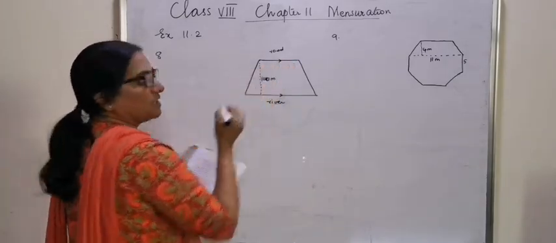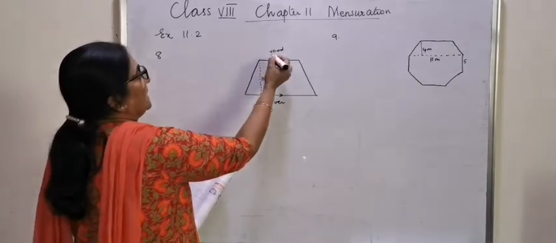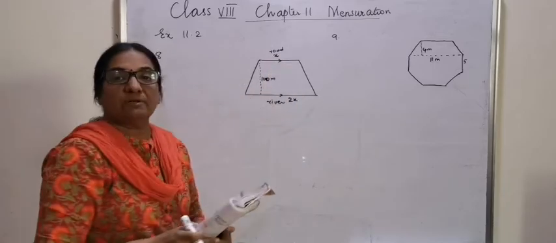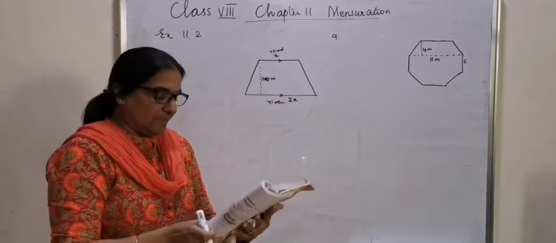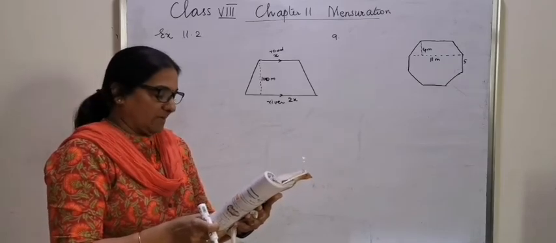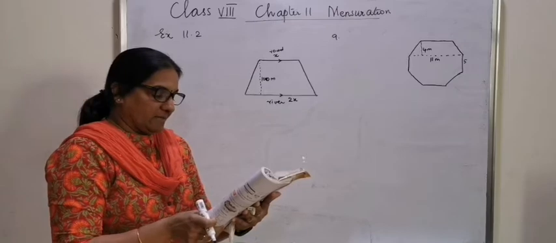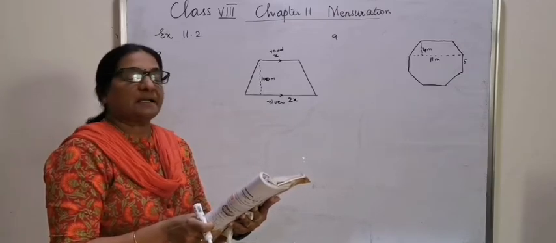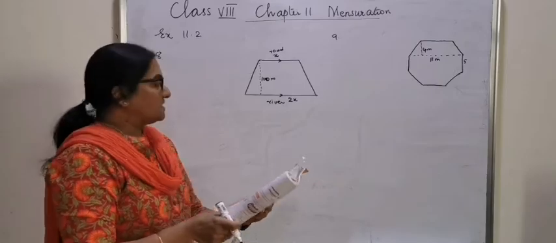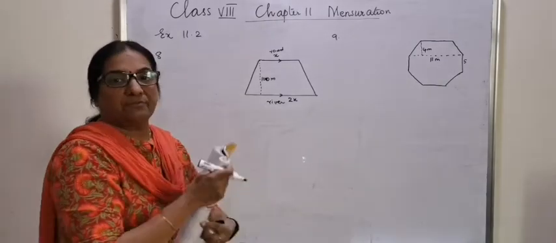So the parallel notation. Let the side along the road be x. Therefore the side along the river will be twice, it will be 2x. If the area of the field is 10,500 meters square and the perpendicular distance between the parallel sides is 100 meter, find the length of the side along the river.